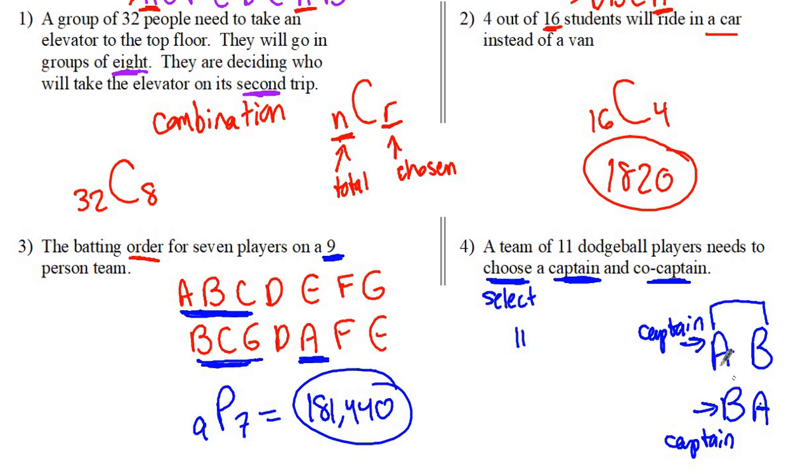So the order definitely matters here. If you get picked first, you get to be the captain. If you get picked second, you're the co-captain. There's definitely a difference. Since the order or position matters, it's pick rather than choose, and it's 11 pick 2. And when you put that in a calculator, there's 110 ways that you can make that happen. So that is the difference between a permutation and a combination. I hope it makes sense to you.